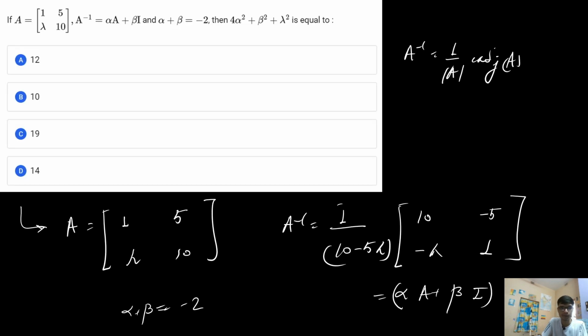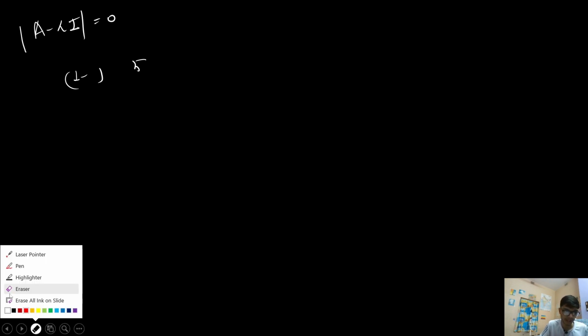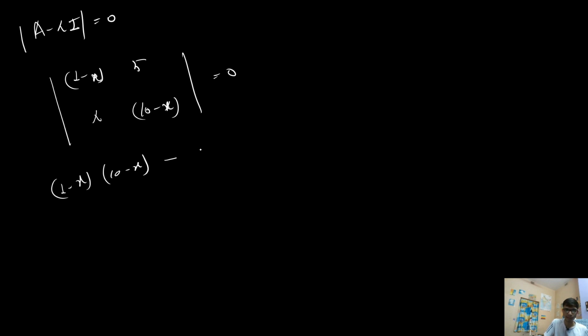That is 1 minus lambda, 5 over here, 10 and lambda over here. So I will replace this element with some other quantity, say x, the eigenvalues being x. So lambda over here, and then I get 10 minus x over here, and if we set its determinant to 0, we get the result 1 minus x into 10 minus x, minus 5 lambda, equal to 0.